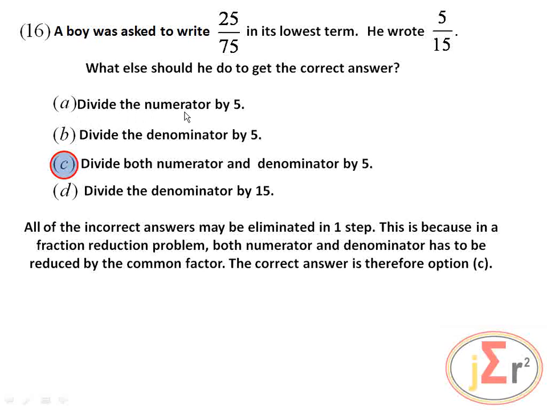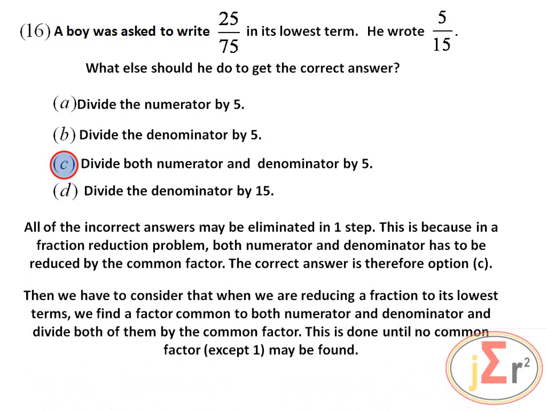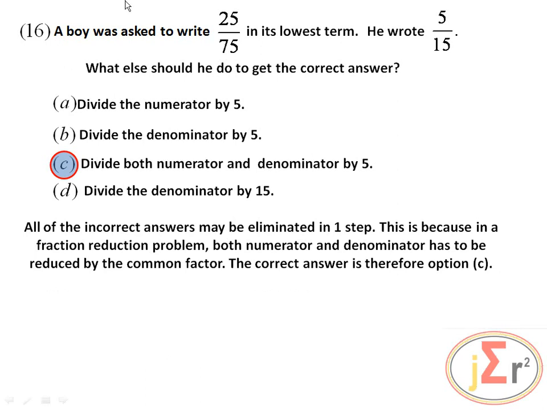See, this is saying divide the numerator alone. This one is saying divide the denominator alone. This one is saying divide the denominator alone. So we are sure that those are incorrect. If we are going to reduce a fraction, we have to reduce both numerator and denominator. Then we have to consider that when we are reducing a fraction to its lowest terms, we find a factor common to both numerator and denominator and divide both of them by the common factor. This is done until no common factor, with the exception of one that does not matter, may be found. And of course, if we divide this by 5 and this by 5, it would be reduced completely.